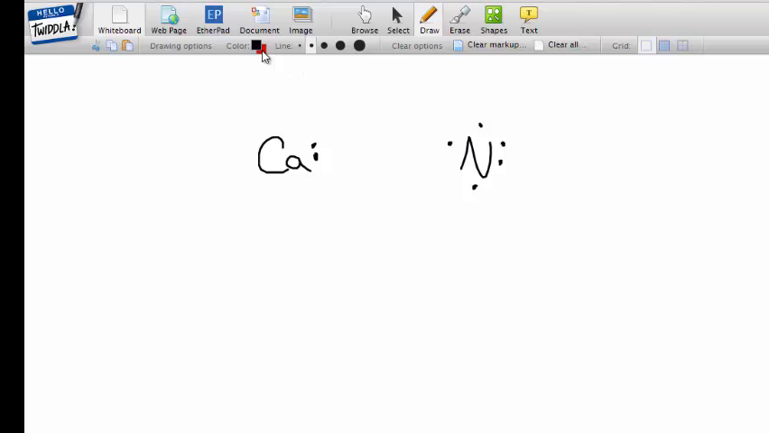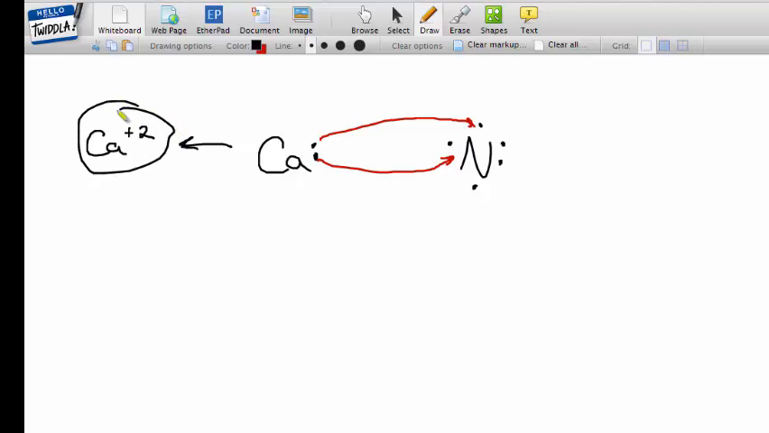So we can show how calcium and nitrogen will bond. Well, calcium wants to get rid of these 2 electrons, so it can give 1 and 2 to nitrogen. And when it does that, it becomes stable. It becomes charged, yes, but stable. Its dots are now gone. Okay? So there you go.